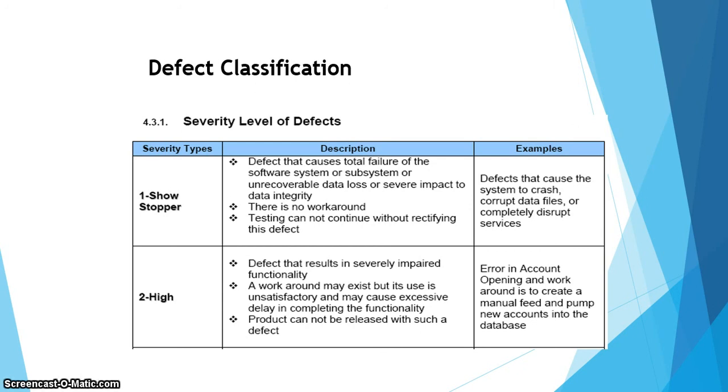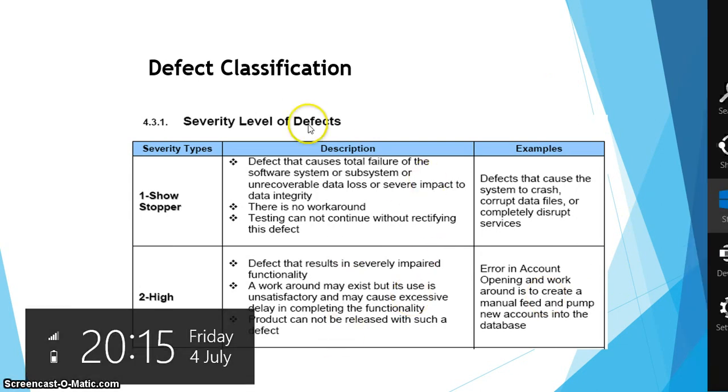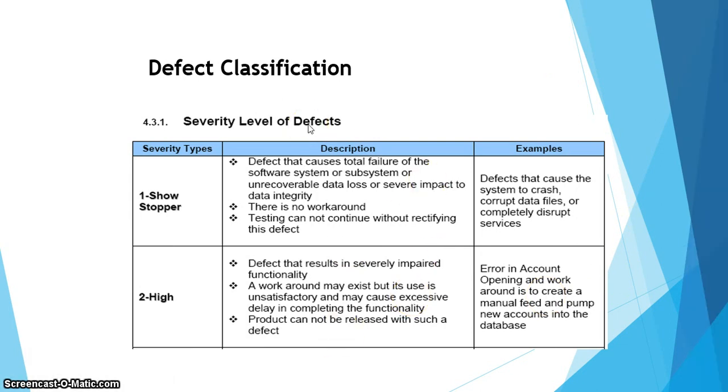A high level defect, that is severity high, which results in severely impaired functionality. A workaround exists, but it is not satisfactory enough and causes a lot of delay in testing the functionality. For example, you are testing a banking application and you are unable to create different account types. The workaround is to use existing accounts already present in the data, but otherwise you'll have to manually feed new accounts in the database, but there is no way you will release this application with such a defect, so it has to be fixed. That's why it's high.